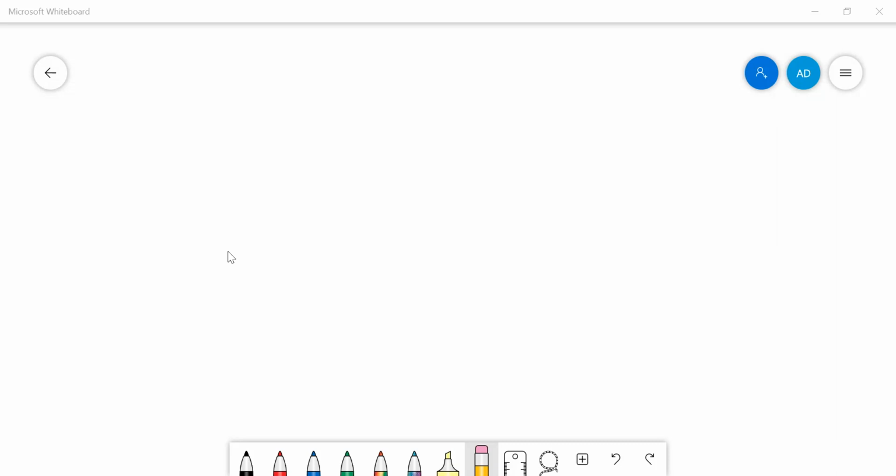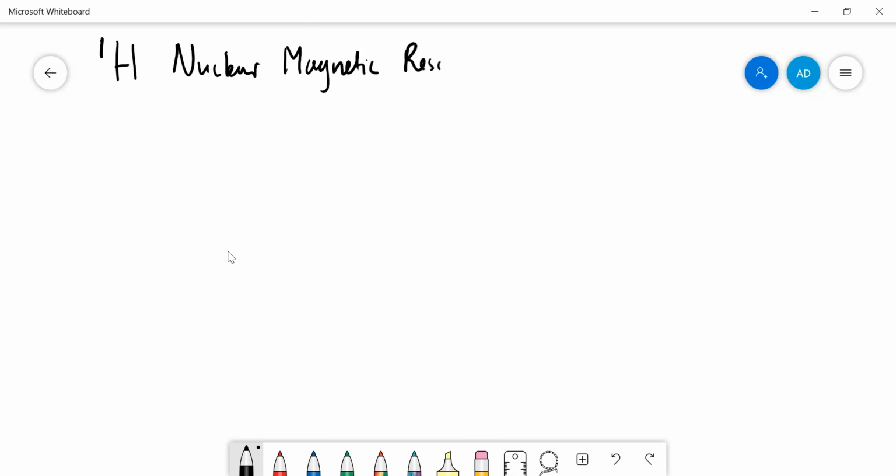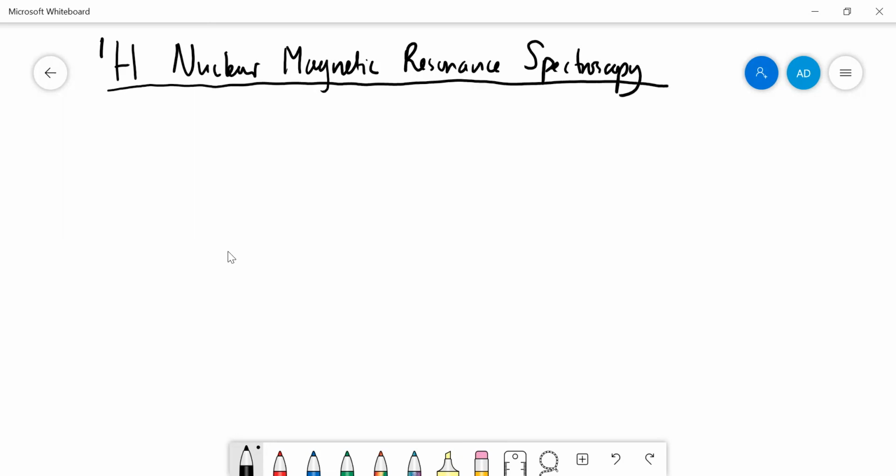Okay, today we're going to talk about nuclear magnetic resonance spectroscopy, or NMR, and more particularly 1H nuclear magnetic resonance spectroscopy. Okay, this is a very powerful technique which enables you to work out the structure of an unknown substance.